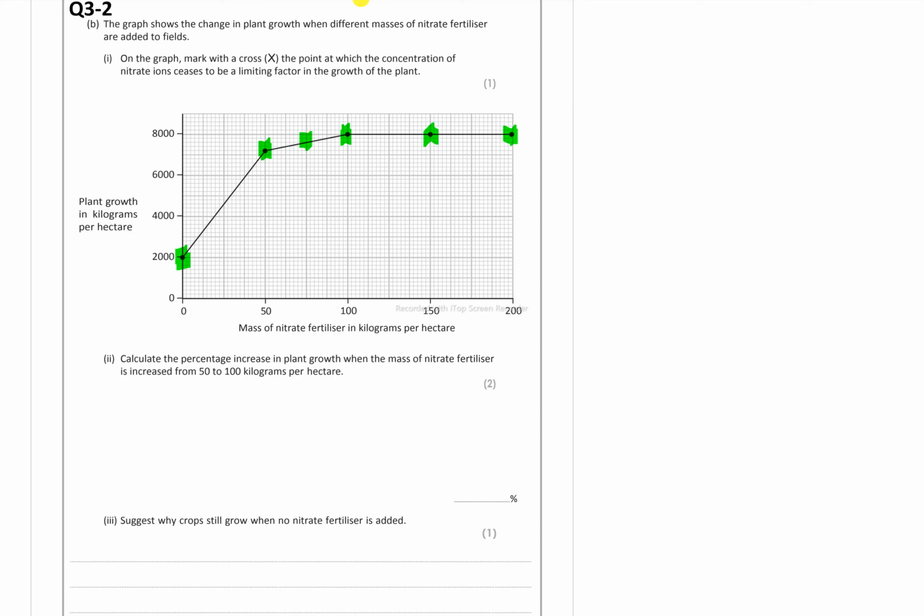So the limiting factor is here. Right, so let's use a different color. Let's use that there. That's where the limiting factor is. So all this here would be wasted. Right.